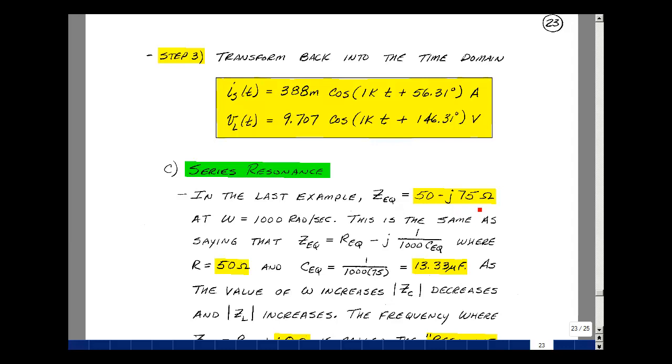Now, as frequency is changing, the size of the impedance of a capacitor and the impedance of an inductor are going in opposite directions. In other words, as we increase frequency, the magnitude of the impedance of the capacitor decreases because we're dividing by omega. But for an inductance, it's j omega L, so the magnitude is omega L, and so it increases as omega increases. But they have opposite signs. Is there a point where they cancel each other?